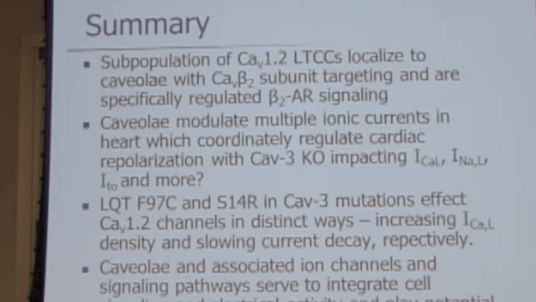Caveoli modulate multiple ionic currents in the heart, which can coordinately regulate cardiac repolarization, and we've shown that the knockout impacts multiple currents: the L-type calcium current, the late sodium current, ITO, and potentially more. As you know, there are many ionic currents that can be studied in the heart. We've also focused some on some long QT mutations in CAV3, F97C and S141R. They impact calcium channels in different ways. They can increase the calcium current density for the S141R and slow current decay, respectively.